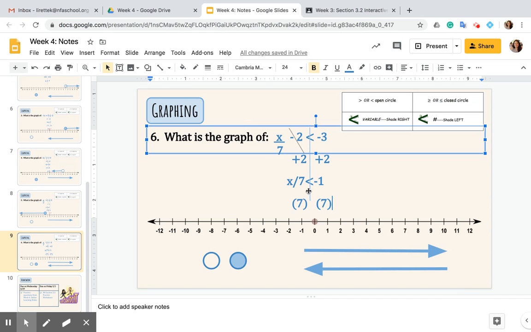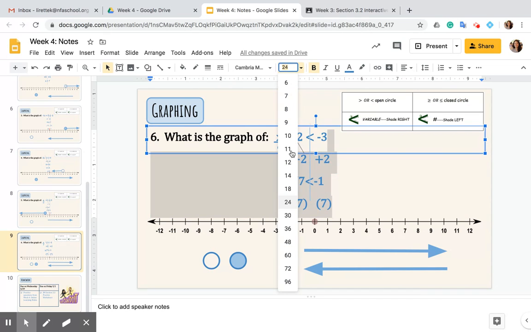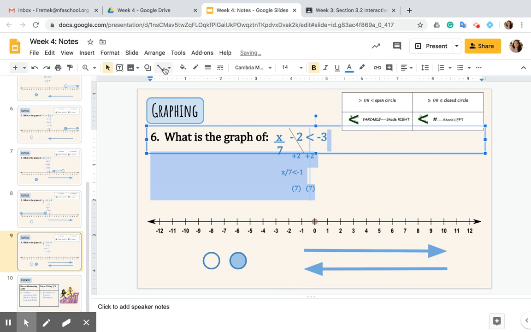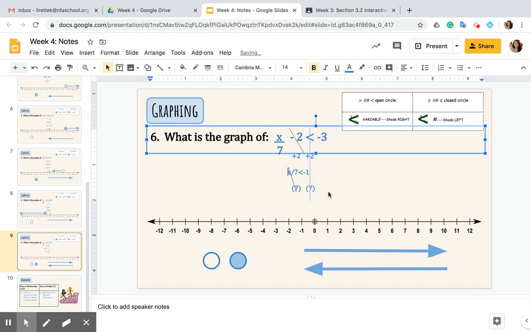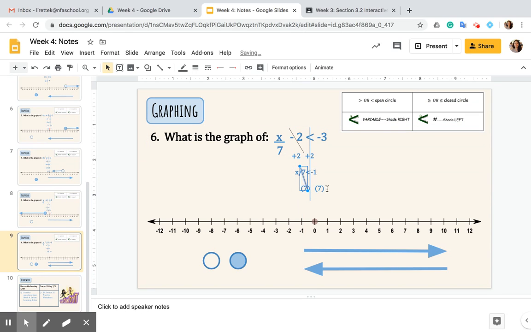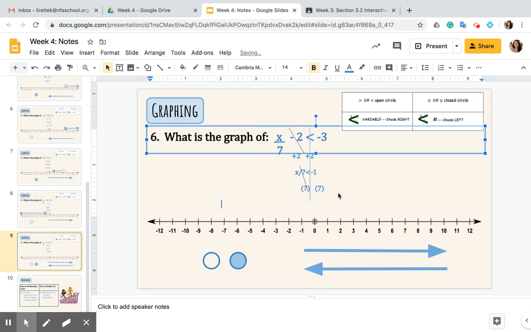Okay, again, I'm going to shrink my font. I'll do 14 again. These 7s are going to cancel. Let me space it out a little bit. There we go. That looks a little bit neater. All right, so I have X on the left, which is now by itself. I don't have to flip my symbol this time because I didn't multiply by a negative, I multiplied by a positive. And on the right, my product, -1 times 7, is just -7.